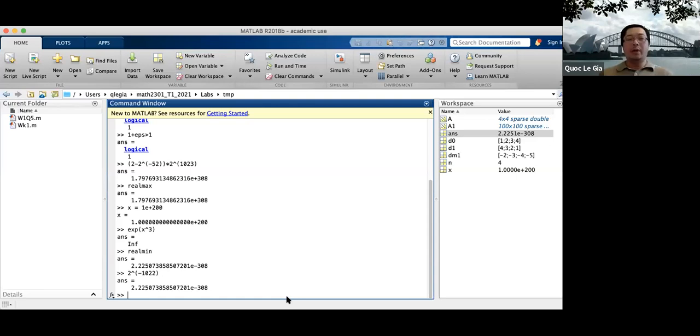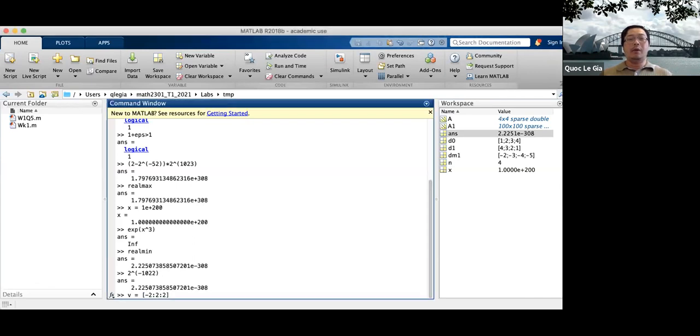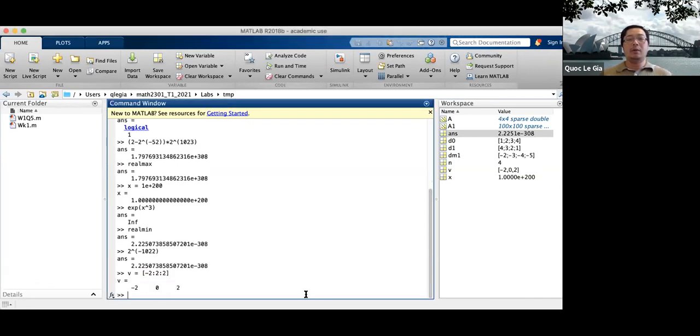So V will be minus 2, and start from minus 2, increase by 2, and stop at 2. Okay, so start at minus 2, increase by 2, and stop at 2. Okay, and we see this construction already. So I could just give you a vector: start from minus 2, increase by 2, and then stop at 2.